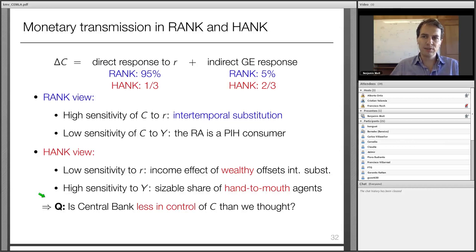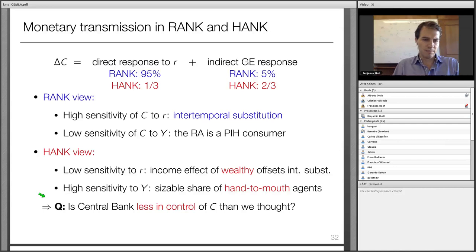In a RANK model, monetary policy is very powerful. You cut real rates, and all that has to happen is that households substitute intertemporally. We're saying, forget about this intertemporal substitution channel; we don't think that's relevant. Instead, monetary policy has to work either through these indirect effects, or through balance sheet effects.